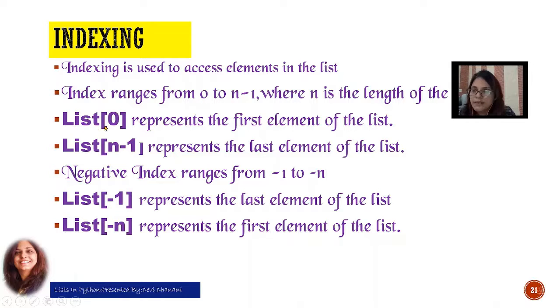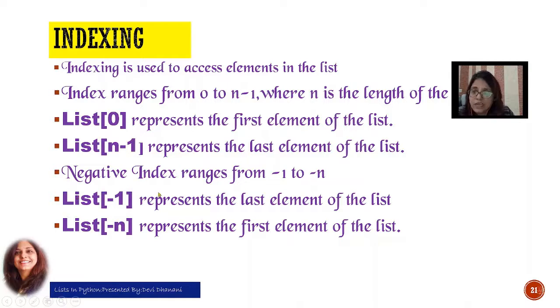Let's have a look at one of the examples. So list[0] will represent the first element of the list, and list[n-1] will represent the last element of the list. List indices are always given in square brackets. Now there are two types of indexing available to us. One is known as forward indexing. The other one is known as backward indexing. The backward indexing starts from right to left, so it uses negative index ranges. That means it starts from -1 and goes up till -n.